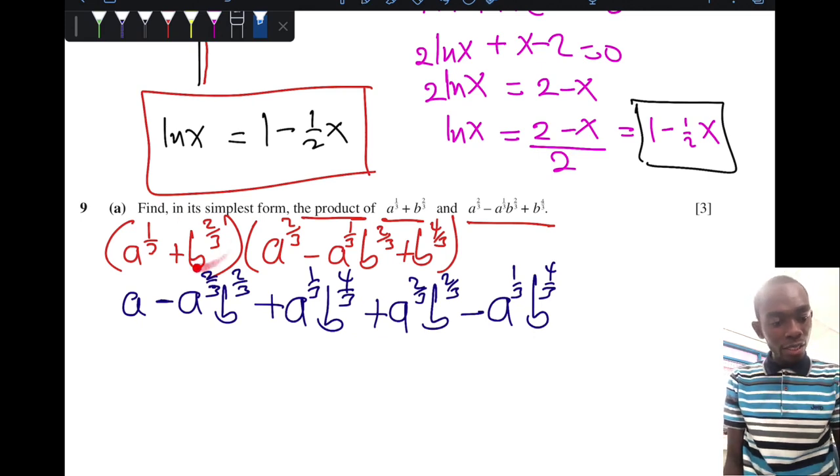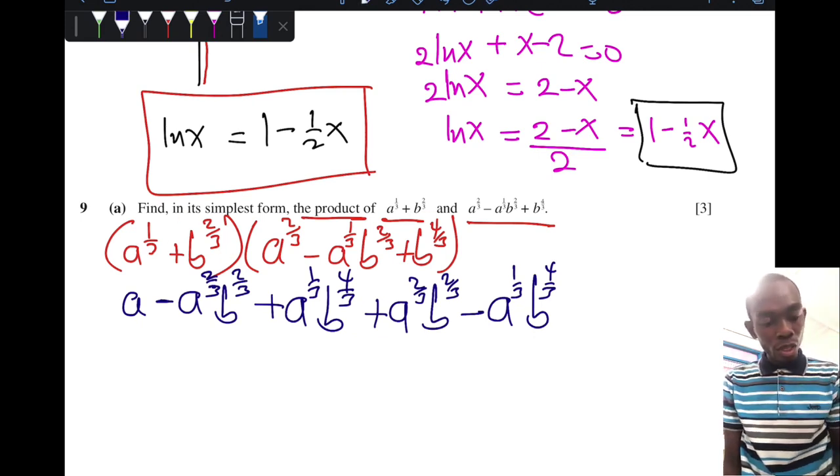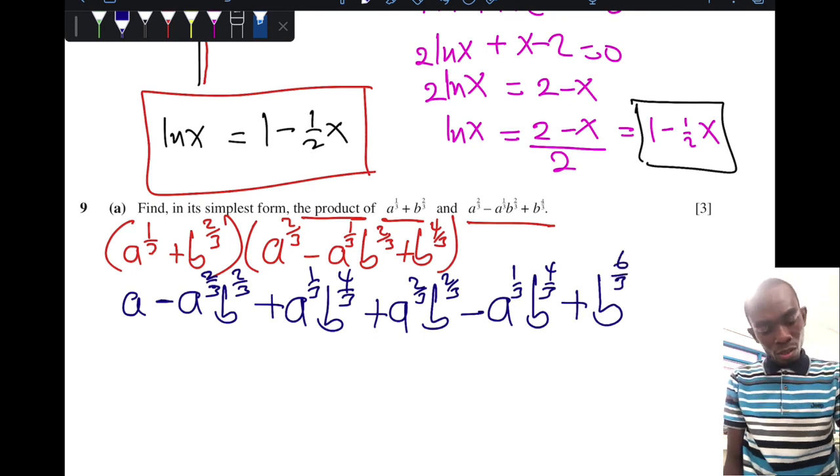And then finally, this times that will give you b to the power 6 over 3, which is b to the power 2, right? So let me just clean this and write 2.